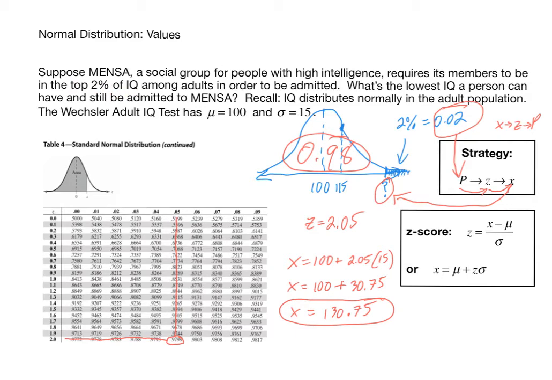So again, we essentially did the opposite of what we did in the previous problems. In the previous problems, we had X values and we wanted to get P values. We had to go to Z in between. Now we're given P values or areas and we want to get to X values and we still have to go to Z in between. Let's take a look at another problem.